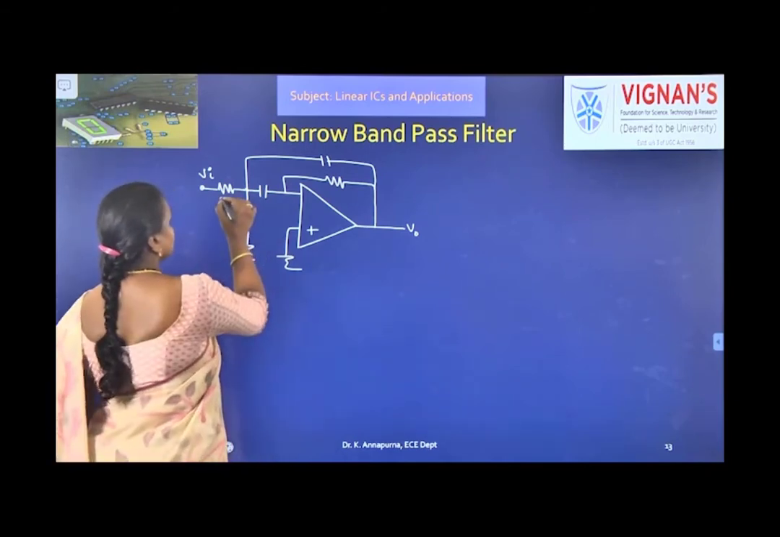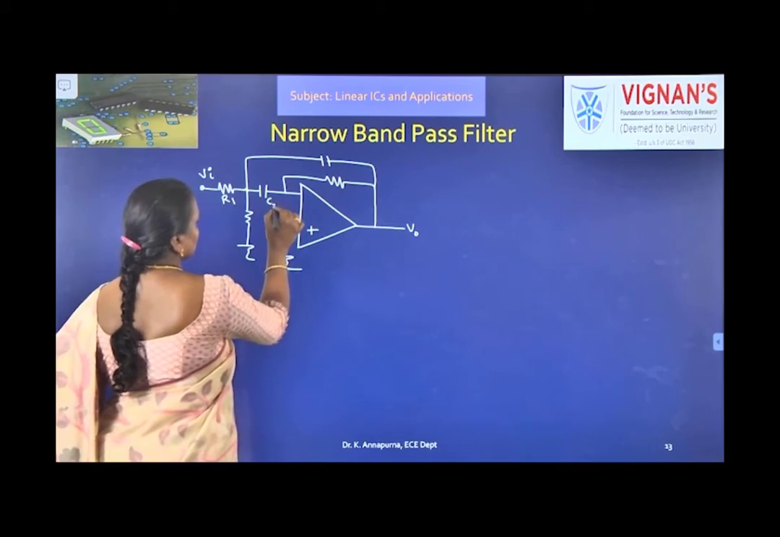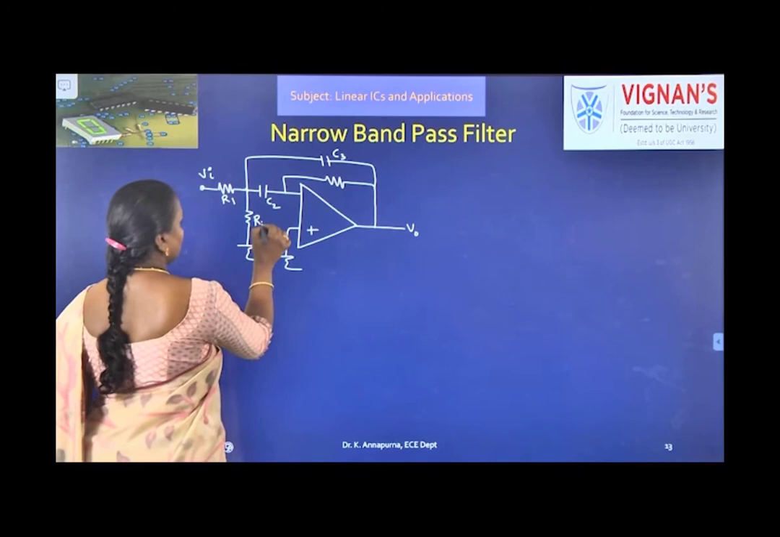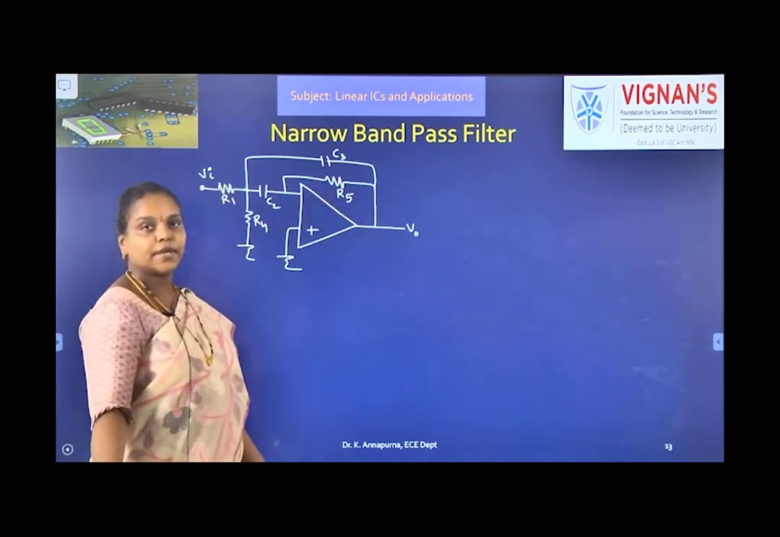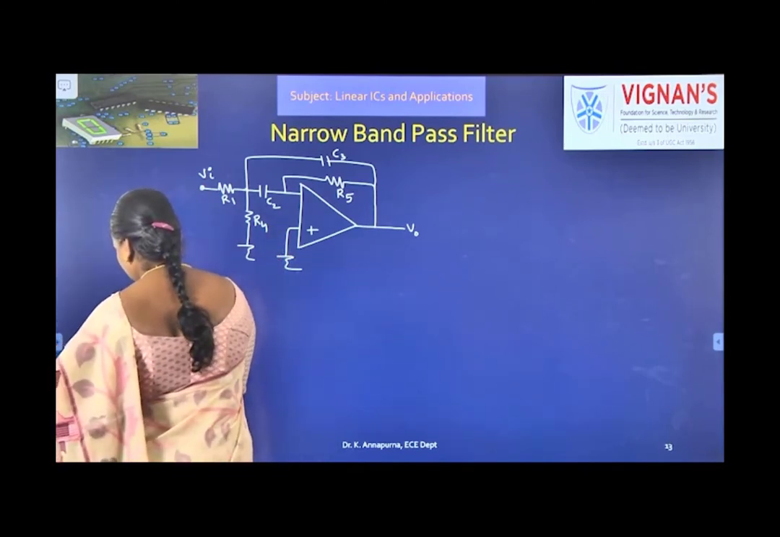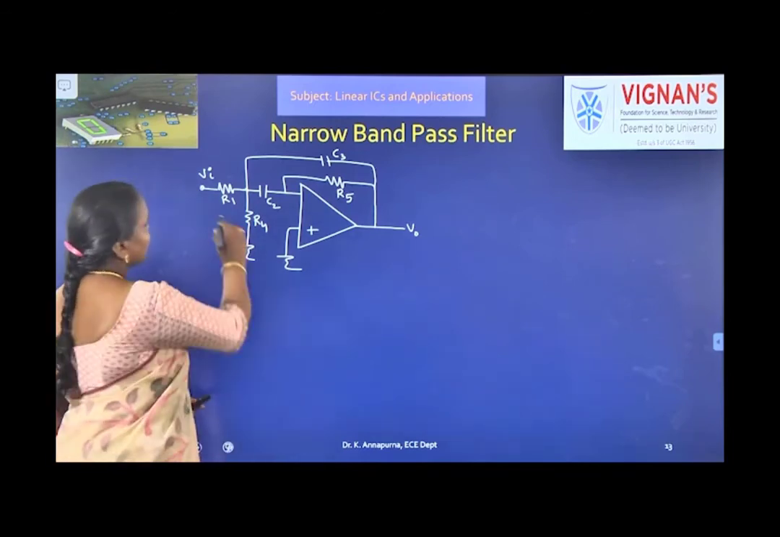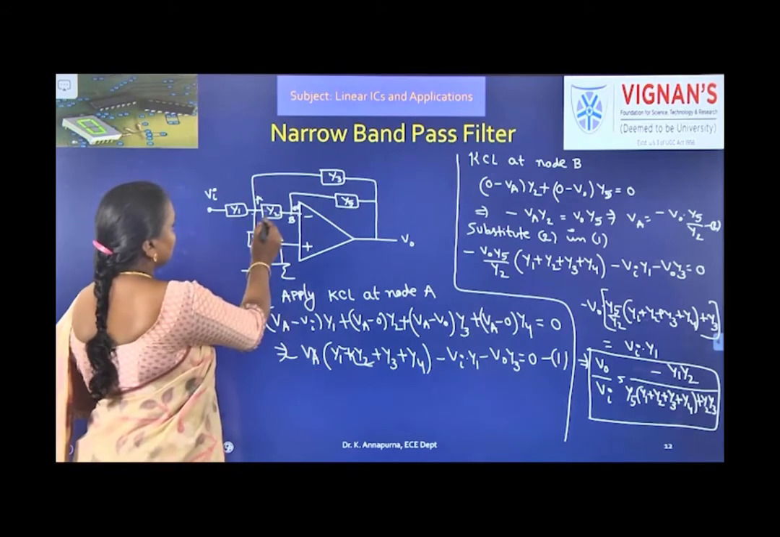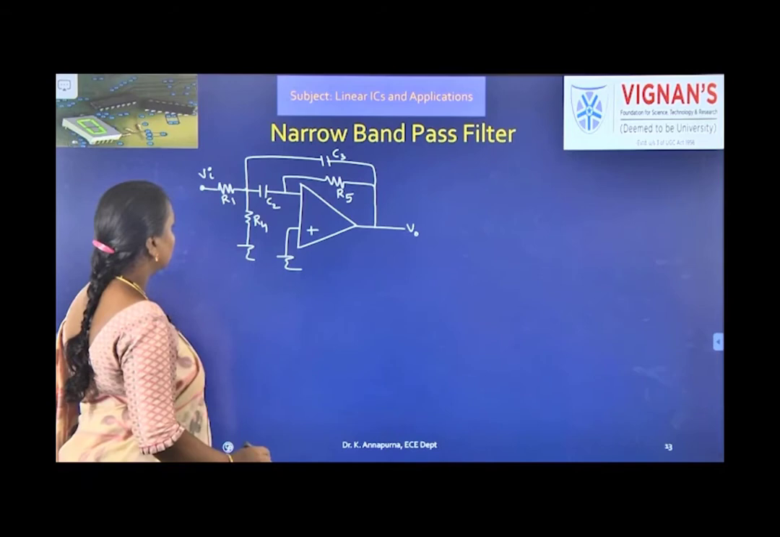Okay, this is R1 and this is C2, this is C3, this is R4 and this is R5. Okay, the same order I have followed. Okay, 1, 2, 3, 4. See here, this is 1, 2, 3, 4 and this is 5. The same order I have followed.